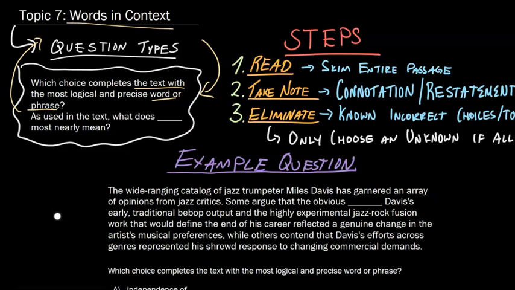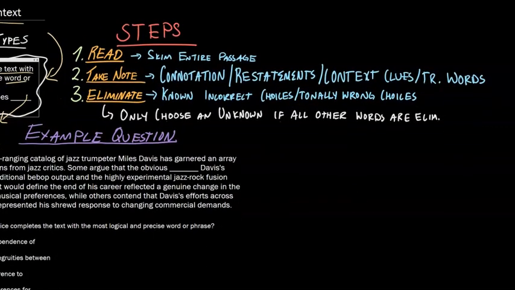And then there's "as used in the text," and this is just going to be some vocab word. What does that most nearly mean? So what they might give you here is a word that has a bunch of different meanings, like date, let's say. You have the fruit, you have the calendar date, you might have a romantic date, etc. What does that most nearly mean? Then they'll give synonyms for the different meanings of that word. Now here's how you're going to solve one of those.